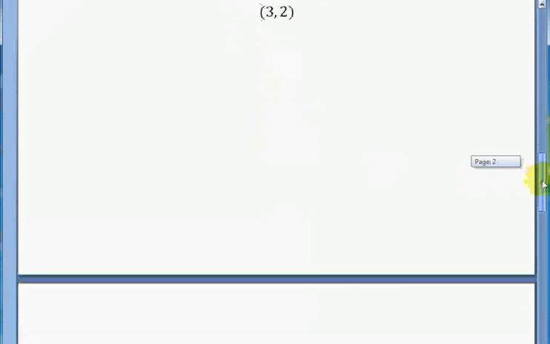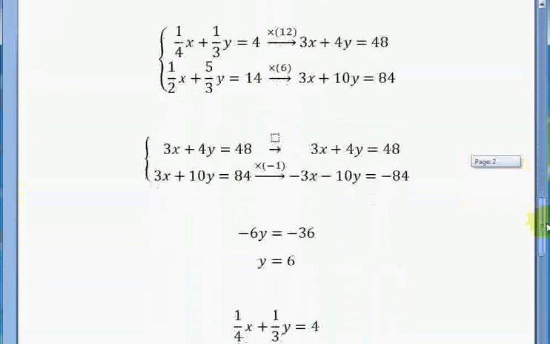Now, why is the addition method so great? Well, I love it because it allows me to deal with fractions as well. I'm going to start out with these two ugly equations. 1/4 x plus 1/3 y equals 4. And 1/2 x plus 5/3 y equals 14. Now, the reason I like the addition method is that it allows me to get rid of my fractions.